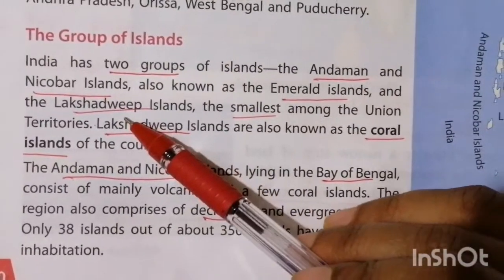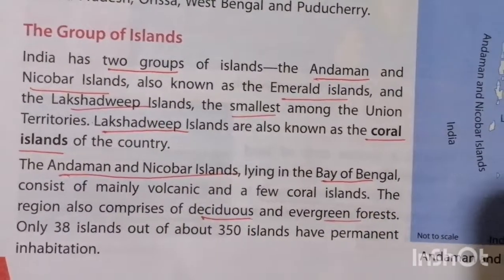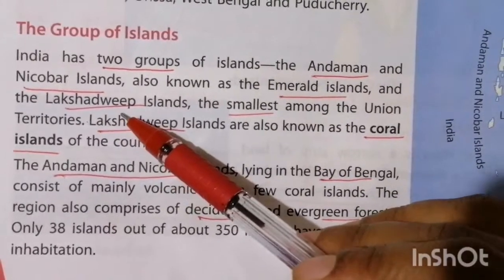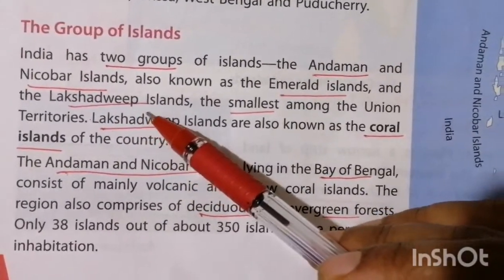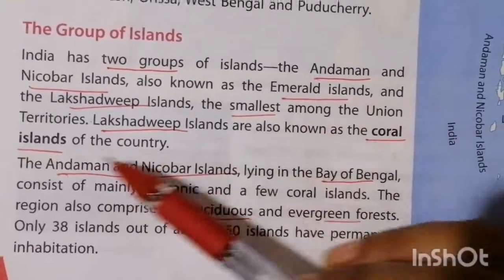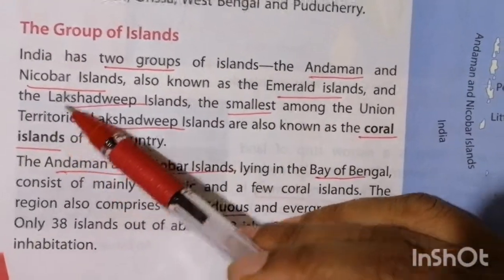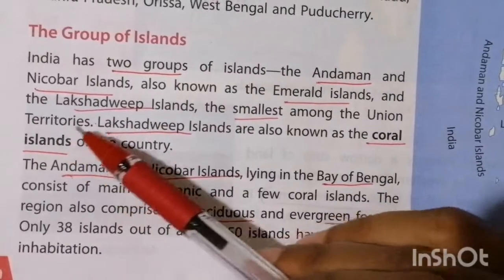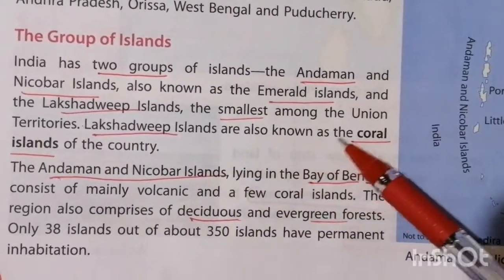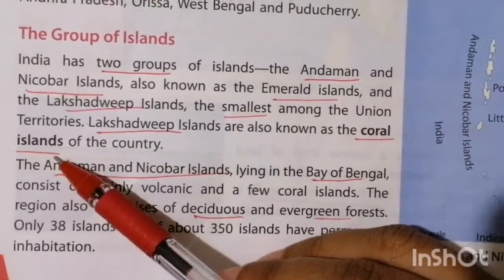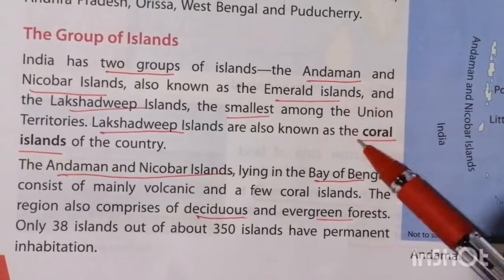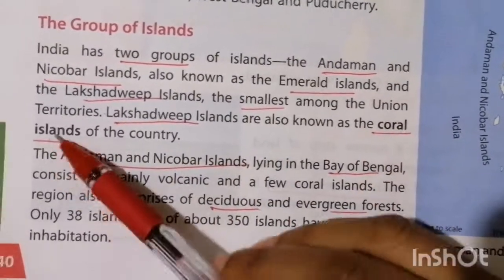And the second group is called Lakshadweep Island. It is the smallest among the Union Territories. Okay, so Lakshadweep is a Union Territory and it is very small. Lakshadweep Islands are also known as Coral Islands. So Andaman is otherwise called Emerald Island and Lakshadweep is called Coral Island.